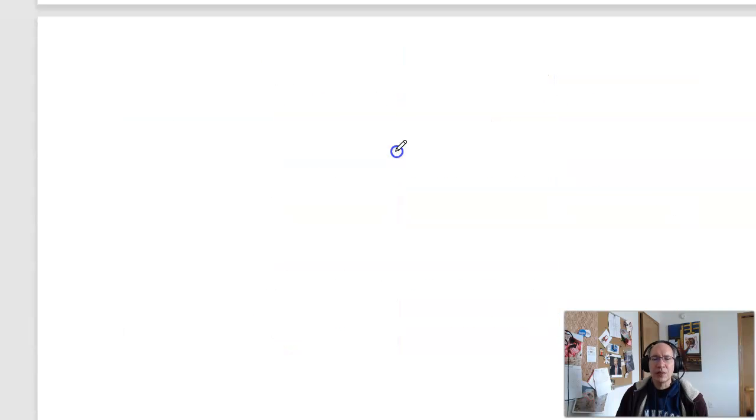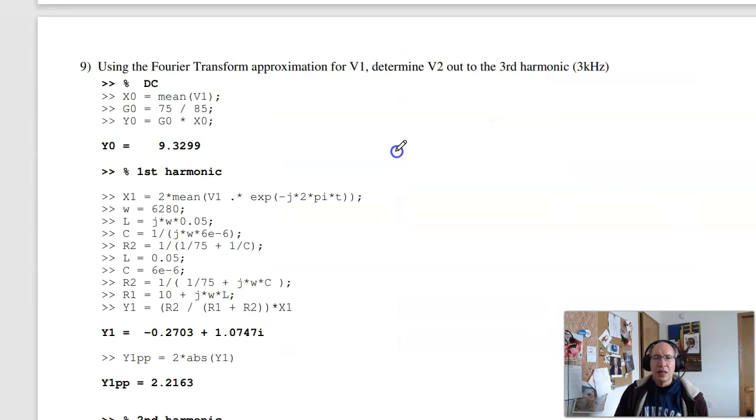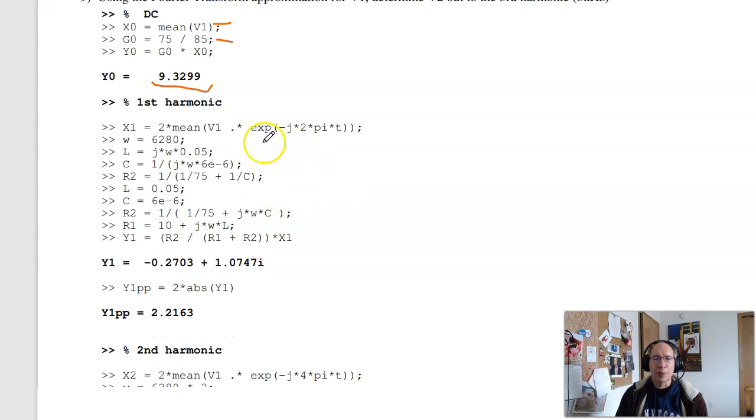So now let's analyze. At DC, here's my input. Here's the gain of the circuit. It's just a voltage divider. Output is gain times input. Output is 9.32 volts.